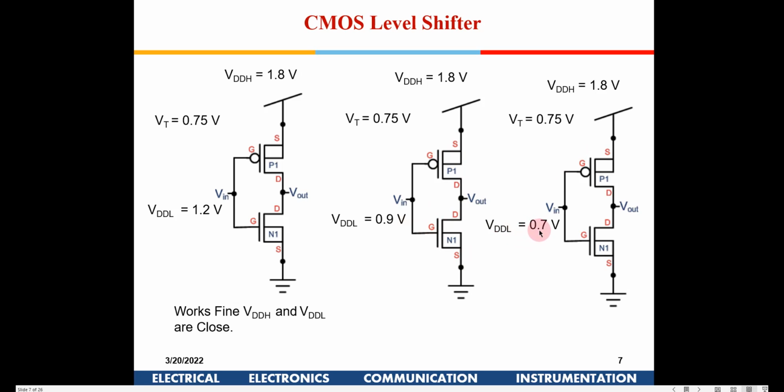Further, if I go to a lower voltage, say 0.7 volt, another issue creeps up. The threshold voltage required for this is 0.75, so there is no adequate voltage available to switch on this transistor properly. So we can't always use a simple CMOS level shifter to shift the voltage; it is possible in certain conditions. If these two voltages VDH and VDL are close to each other, then it is possible. But the moment there is a huge gap between VDL and VDH, a simple inverter won't work, and we need to use a slightly better circuit, which we are going to discuss now.